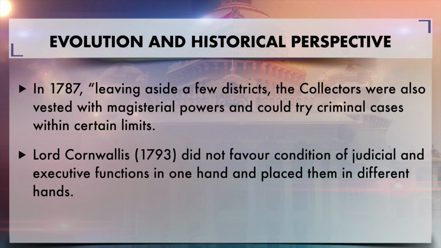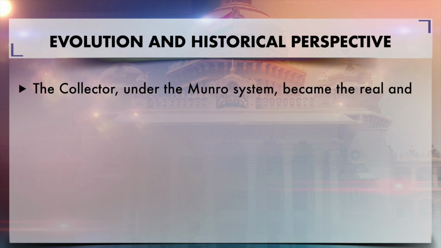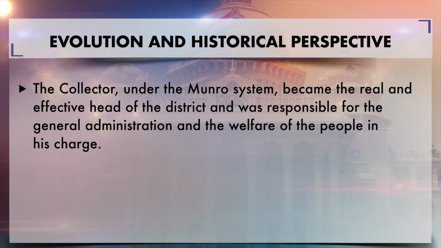Lord Cornwallis did not favor the combination of judicial and executive functions in one person and placed them in different hands. The collector under the Munro System became the real and effective head of the district and was responsible for the general administration and the welfare of the people in his charge. It is worth mentioning here that welfare at the time is different from the present one.